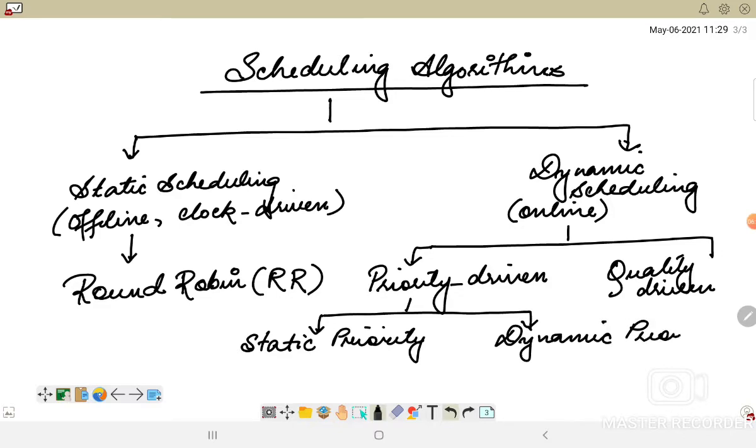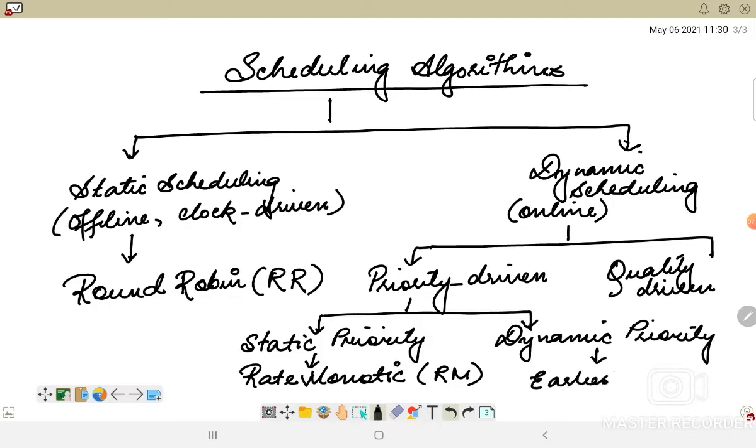Among static priority, one of the most common algorithms which is used is the rate monotonic algorithm or rate monotonic scheduling, which is represented as RM. And among dynamic priority, we have earliest deadline first, which is also represented as EDF.